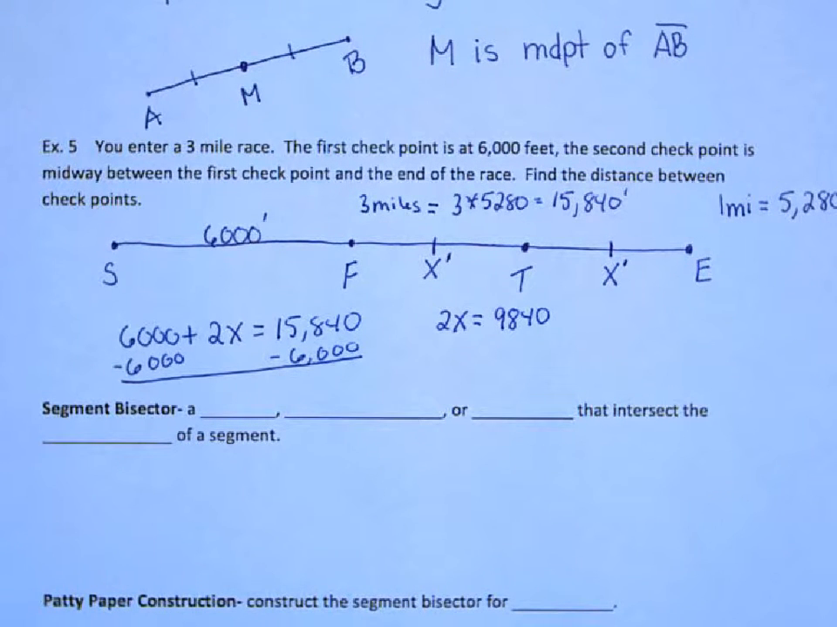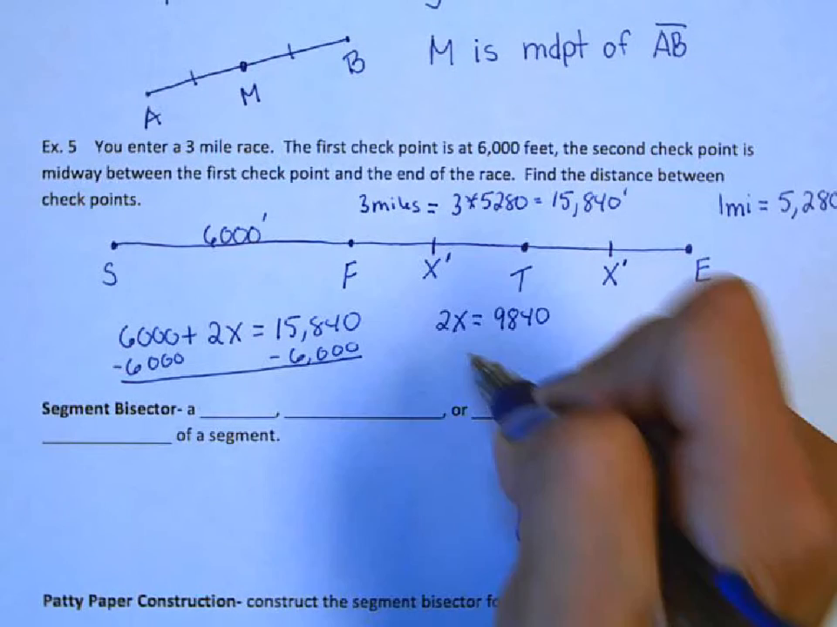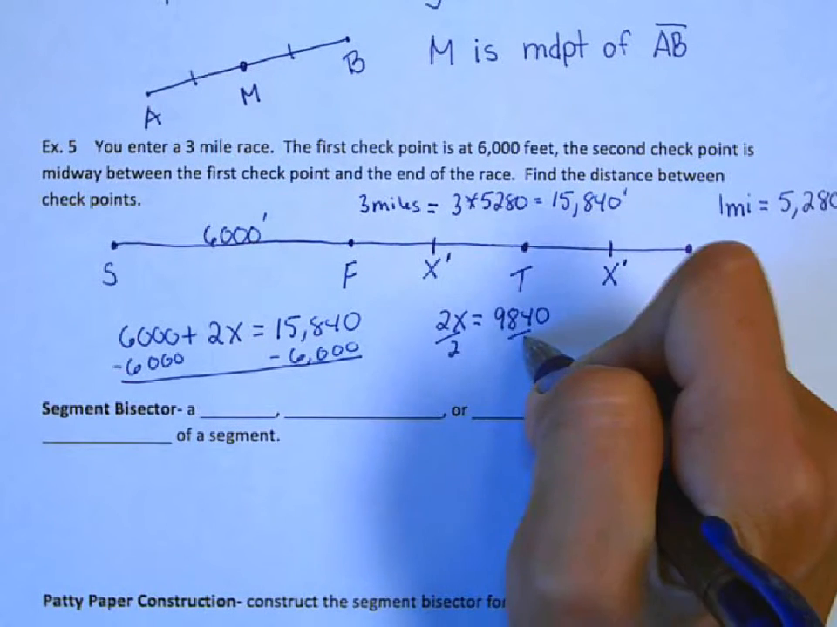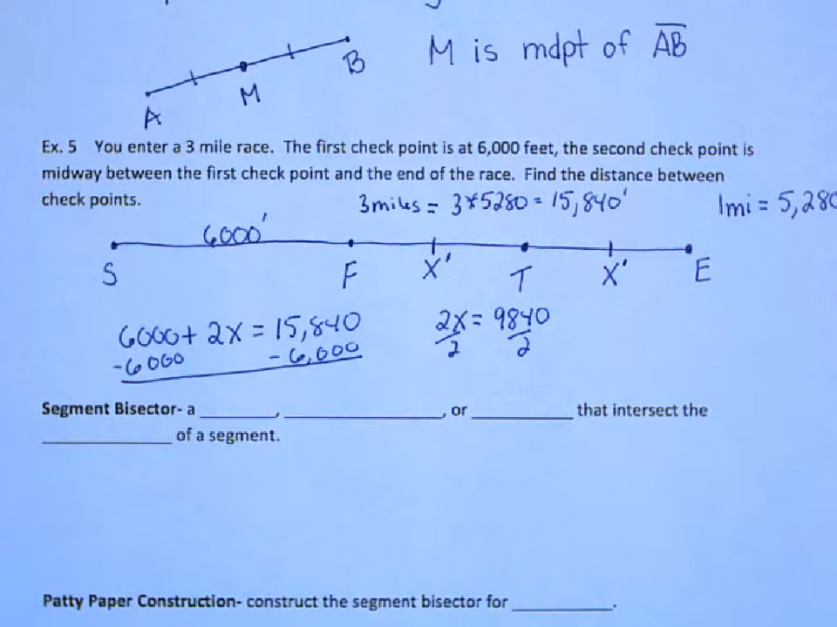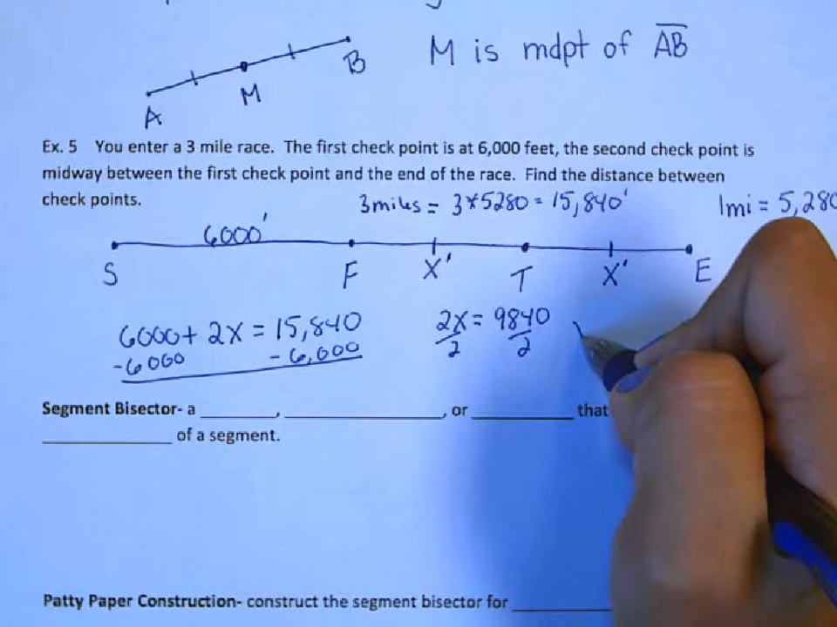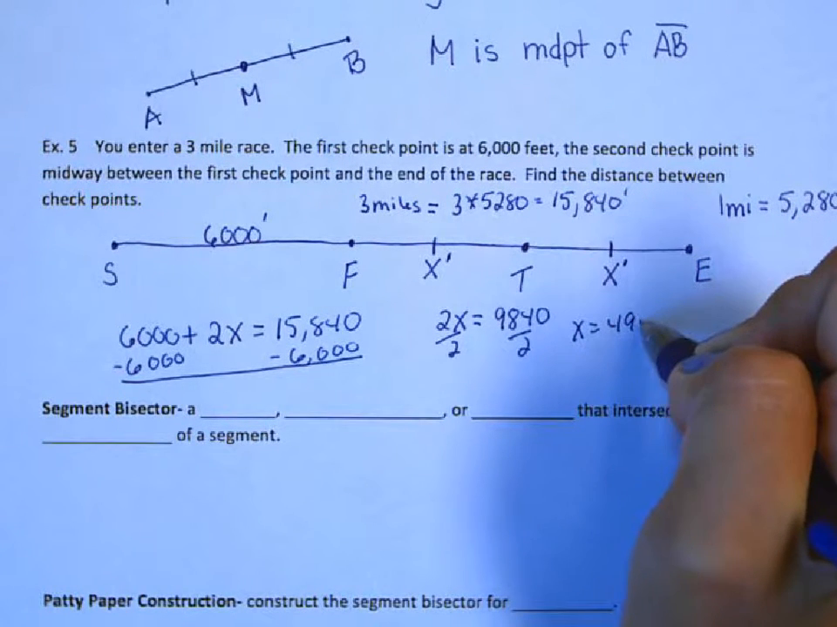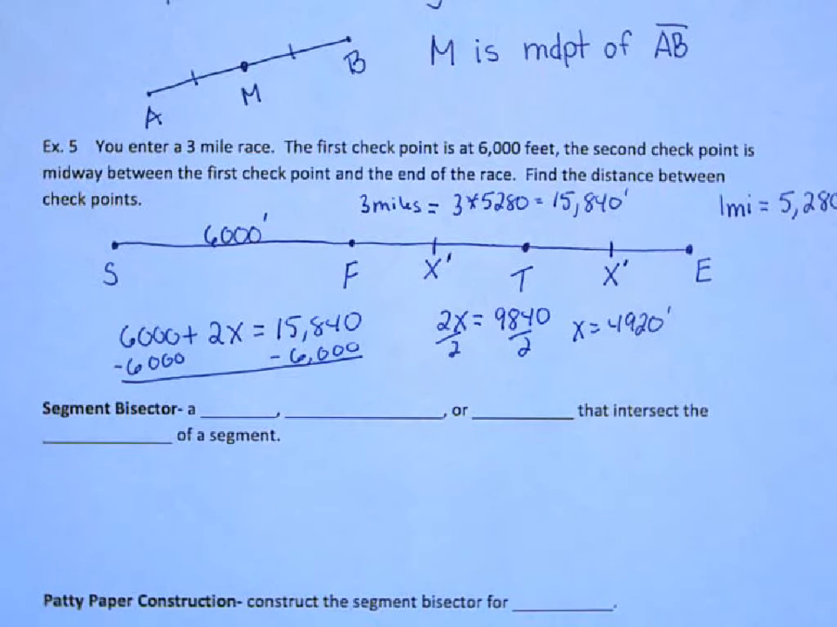Then what, Donnie? Divide by 2. X is 4,920 feet.